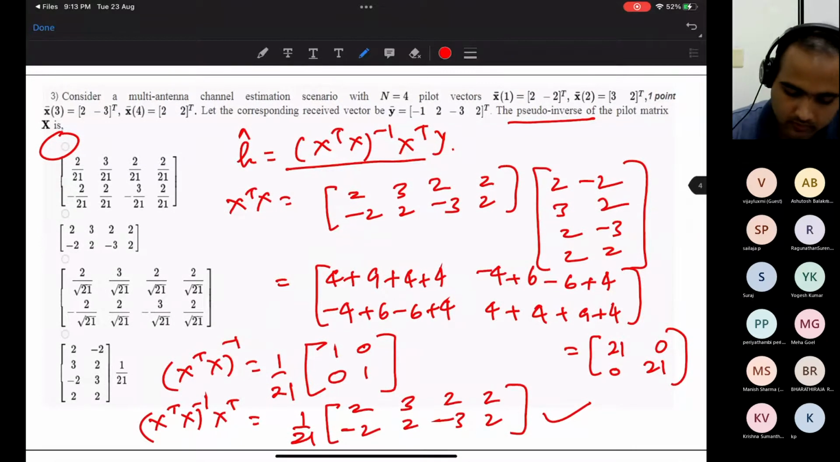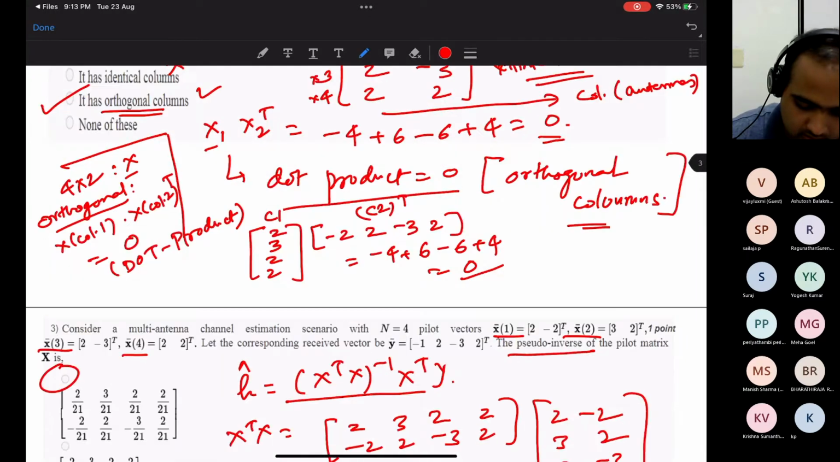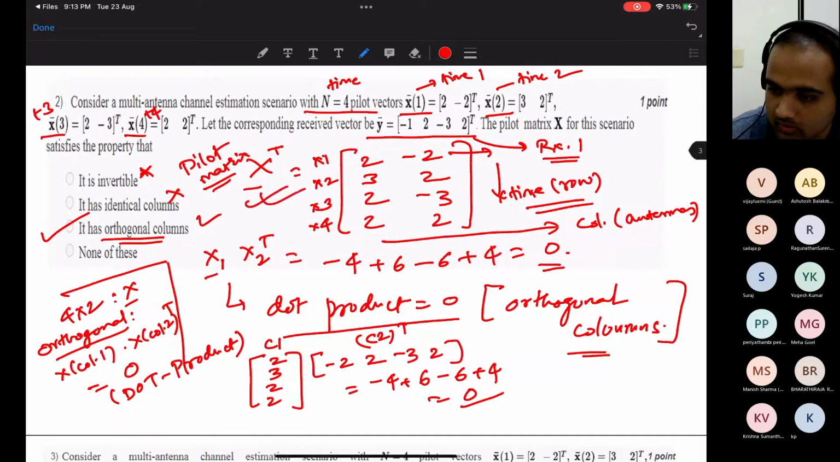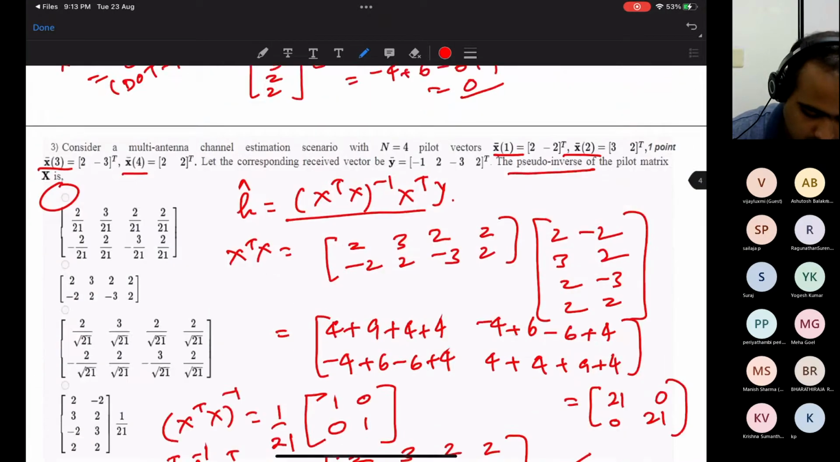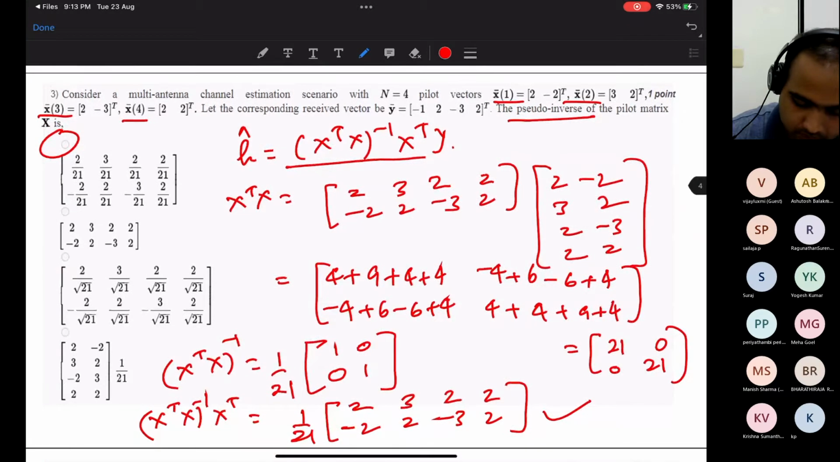So this is a build up to the previous question. Again, we are given the same symbols x1, x2, x3, and x4. So my X matrix is still the same, just keep this in mind. And now we have been asked what is the pseudo inverse of the pilot matrix X.